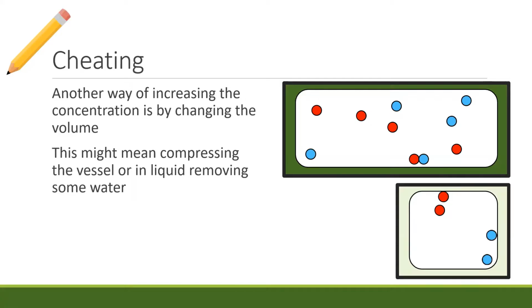This might mean, and of course, changing the volume can be different things. If you've got a high pressure vessel, you might squash that vessel. If it's in a syringe, you might push it so that the air in the syringe is more compressed. But of course, if you've got liquid, you could actually just remove some of the water. You could evaporate the water. If you evaporate the water, then you've got a higher concentration because there's less water in there and there's less space for it to react.